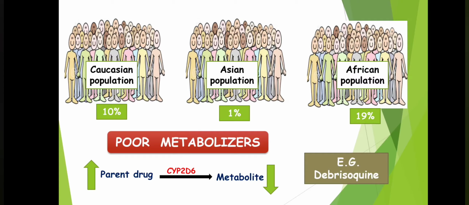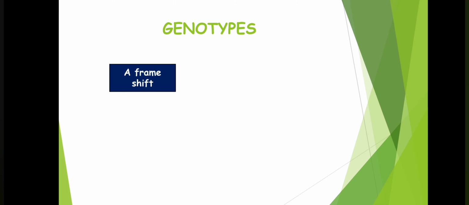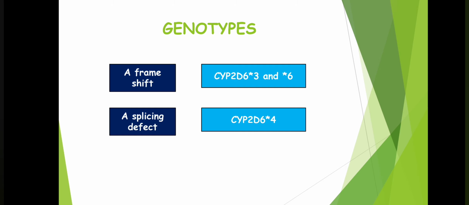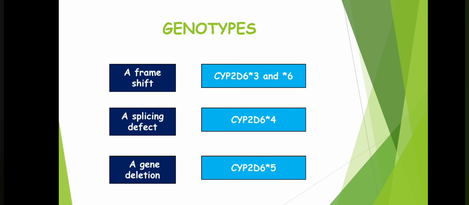Genotypically, poor metabolizers have two null alleles which do not code for functional CYP2D6 due to a frame shift, for example CYP2D6*3 and *6, a splicing defect, CYP2D6*4, and lastly a gene deletion, an example is CYP2D6*5.